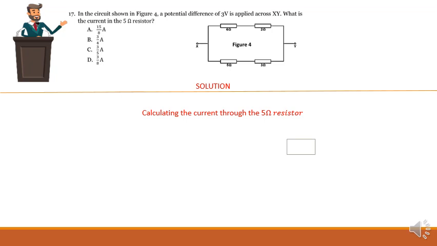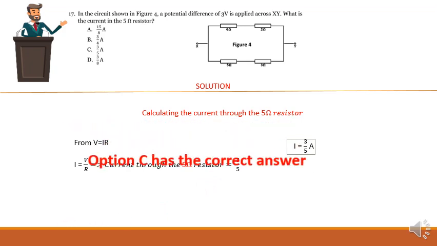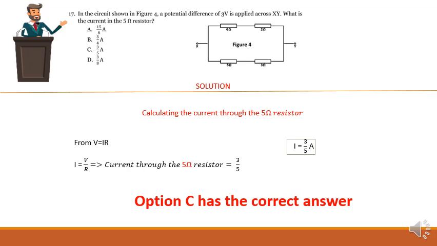Calculating the current in the 5 ohm resistor. We know from V equal to IR that I equal to V over R. Let's now calculate the current through the 5 ohm resistor. It's just going to be equal to the voltage, 3 volts, divided by the 5 ohms. So we're just going to have 3 over 5 ampere. Option C is correct. Simple.